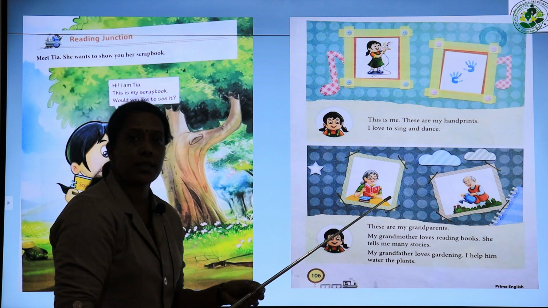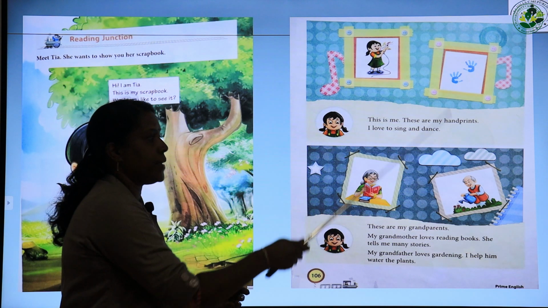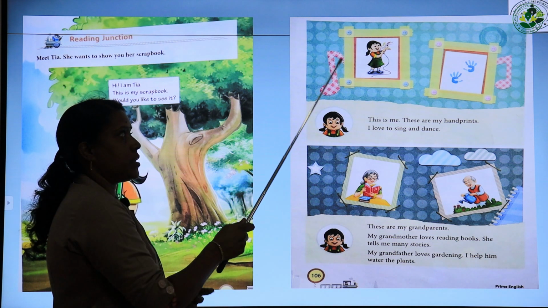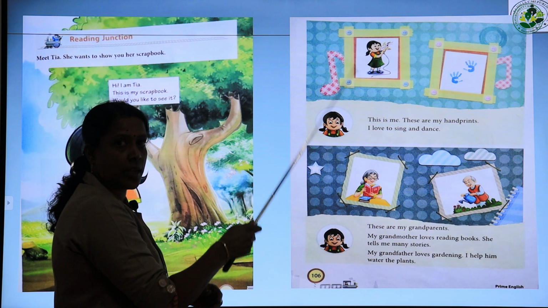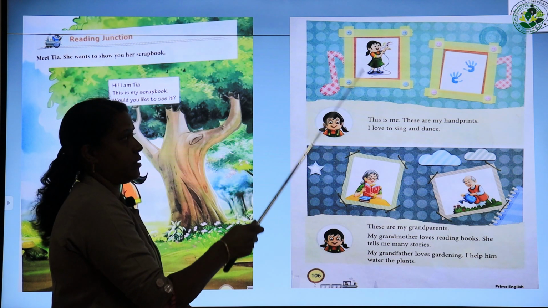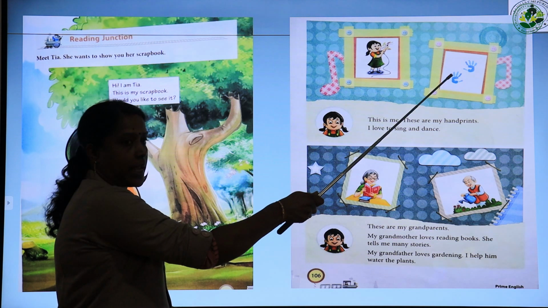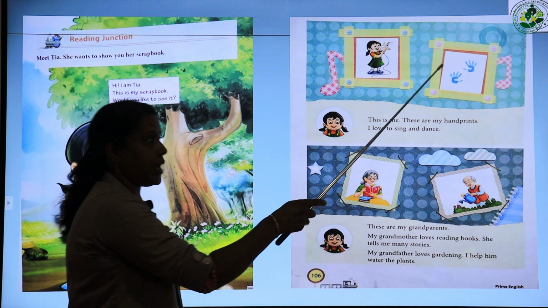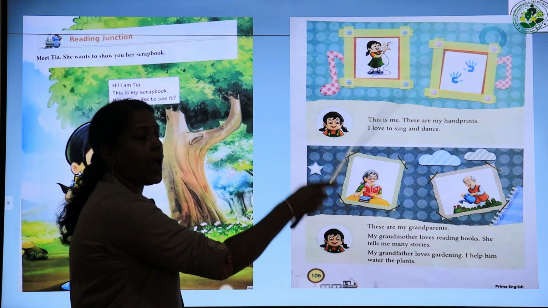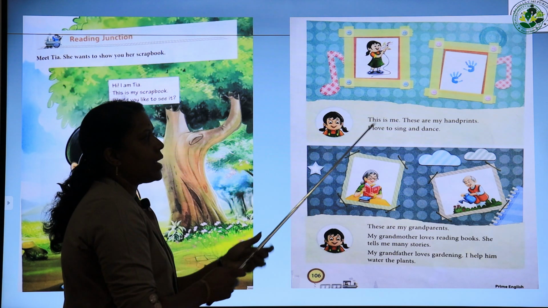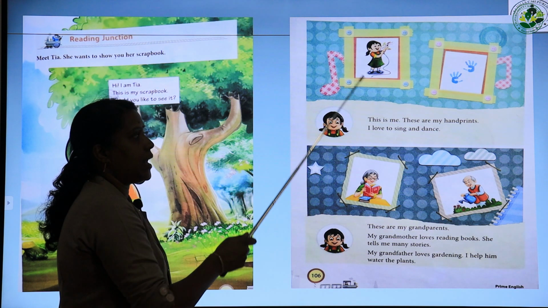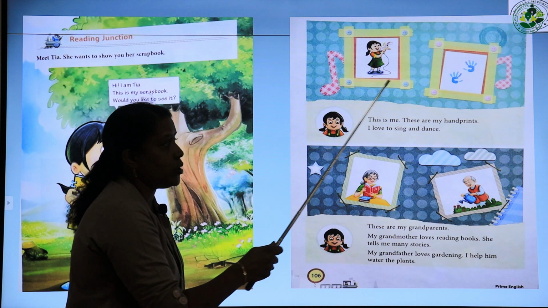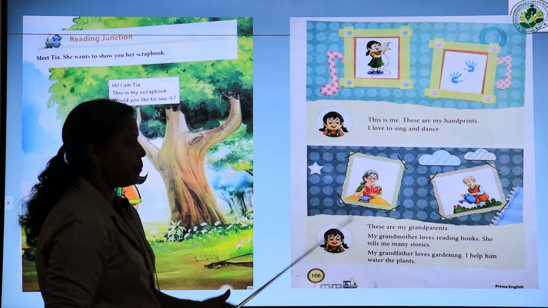So, we saw the pictures of Tia's scrapbook. Tia pasted different pictures in her scrapbook. What was the first picture? Tia's picture. This is me. And in the second page, we can see the handprints of Tia. These are my handprints. I love to sing and dance. Tia loves to sing and dance.